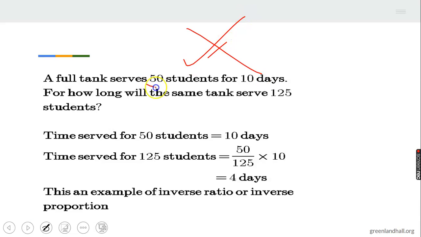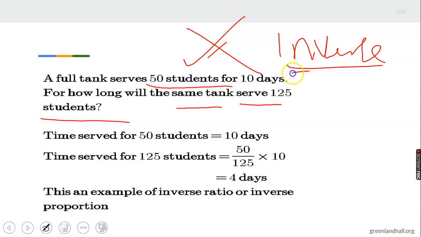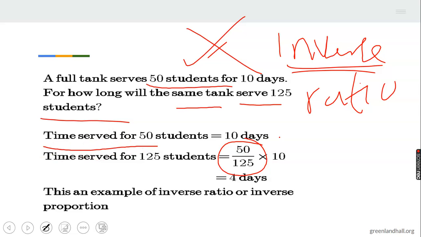Now look at this example also. A full tank serves 50 students for 10 days. For how long will the same tank serve 125 students? This is an example of inverse proportion or inverse ratio. You can see our fraction is what? A proper fraction. Now time served for 50 students equals 10 days.